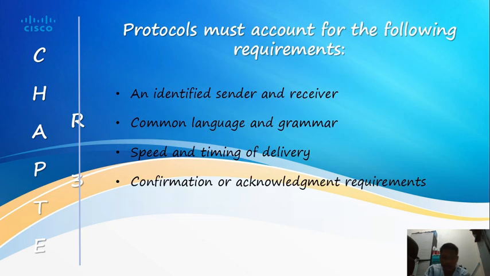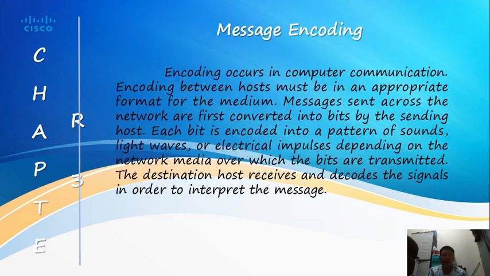So protocols must account for the following requirements. The first is an identified sender and receiver. Next is common language and grammar. Third is speed and timing of delivery, and the last is confirmation or acknowledgement requirements. So these are the protocol requirements.